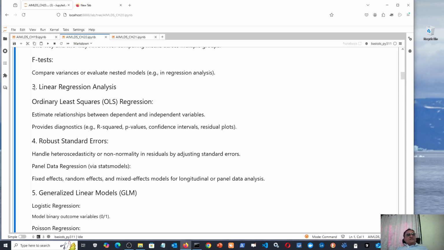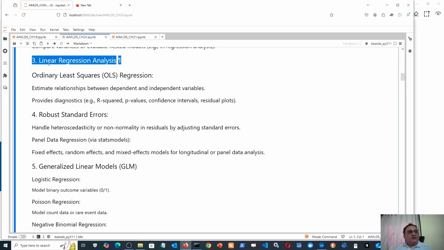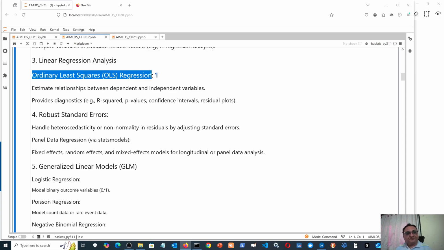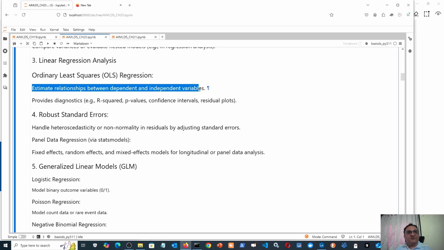So, let us start with linear regression analysis, that is ordinary least squares regression. About this technique we have had scattered discussion several times in previous lectures, but now in this lecture we will do a systematic description of it. What is this technique used for? It is used for estimating the relation between a dependent variable and independent variables.